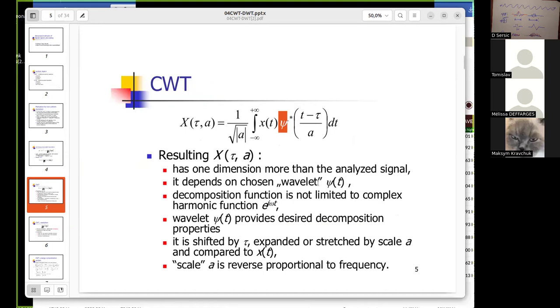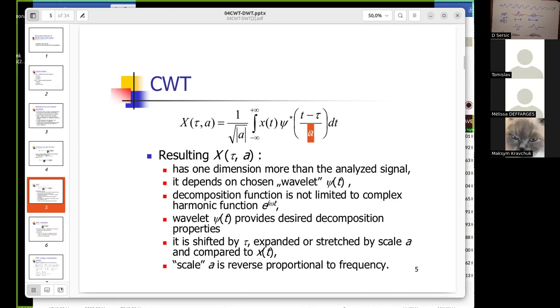Now we forget the cosine and sine. It doesn't have to do anything with cosines and sines. It can, but it doesn't have to. We expect that the chosen function, the chosen wavelet, the mother wavelet, provides what we want. It has desired properties in both domains. So we are going to expand it, to stretch it, and actually compare it to x to get our wavelet spectrum.